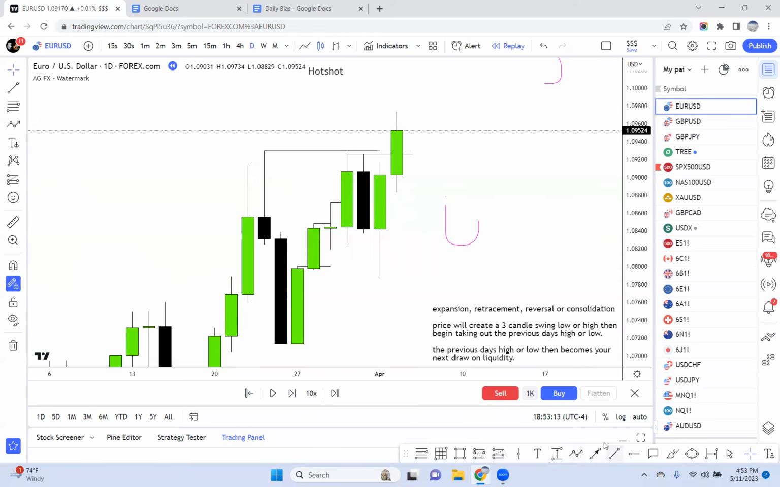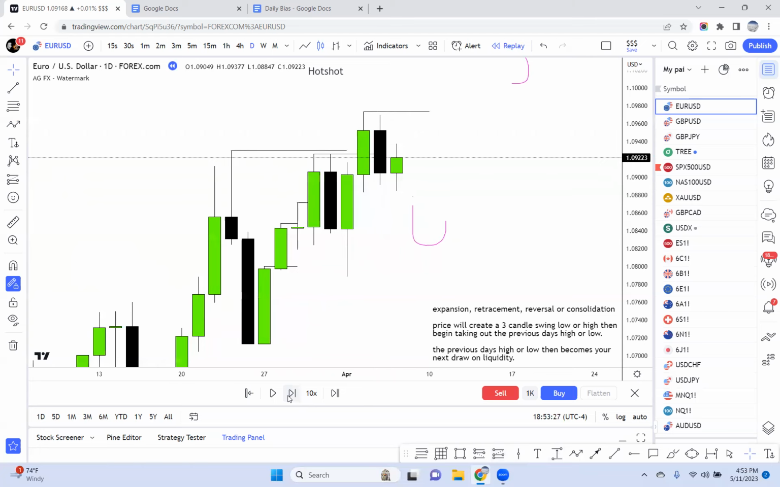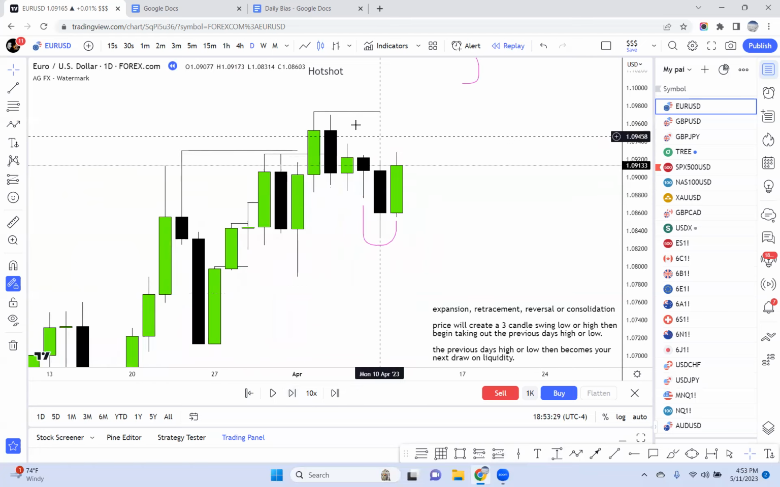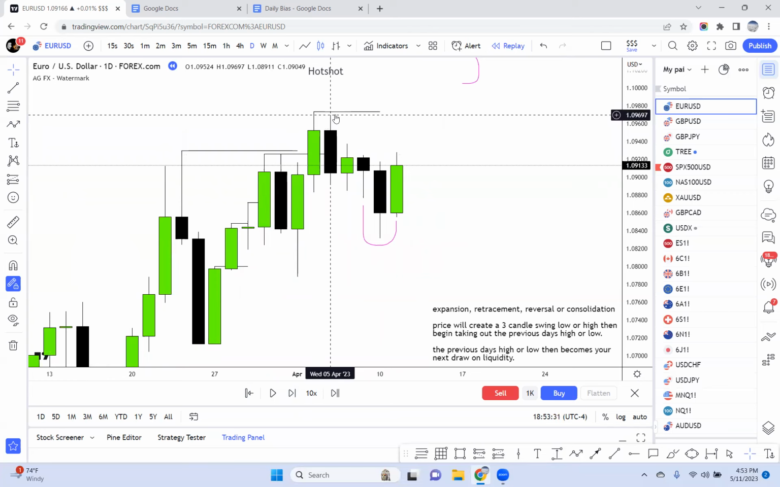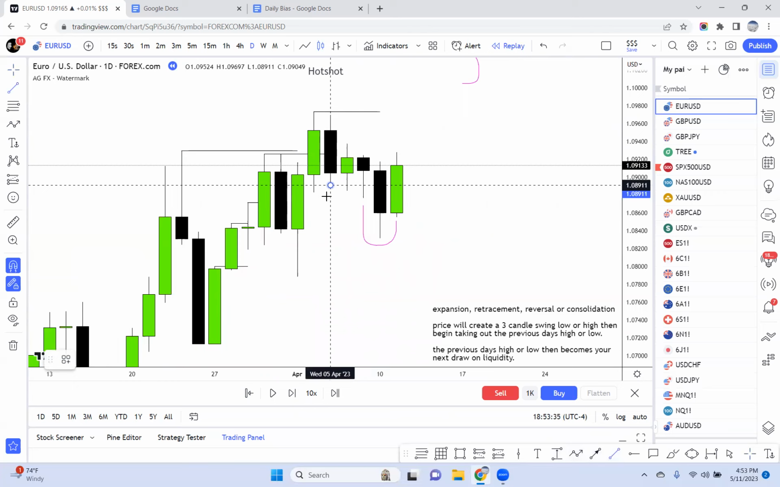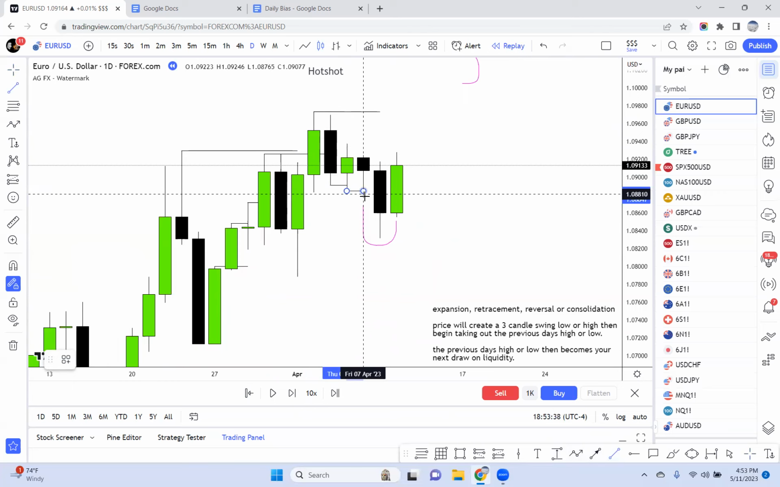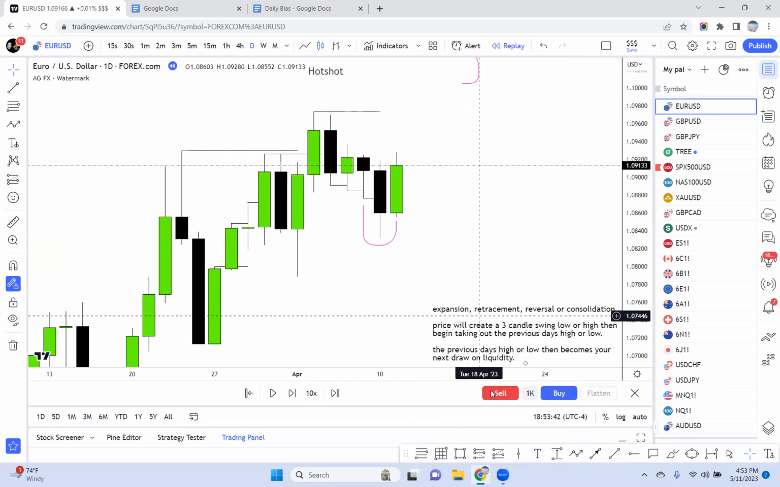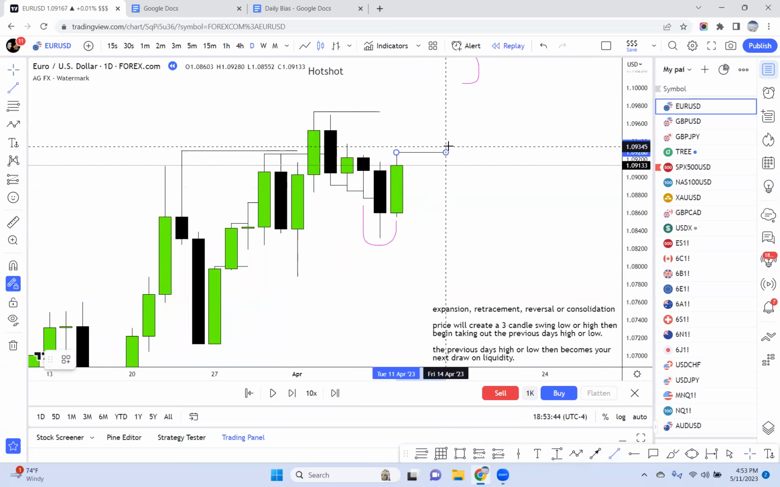And at that point, you can also anticipate maybe another takeout of the high until the three candle swing high closes, and then you can start anticipating price to take out the previous day's lows. Okay. So instead it made a three candle swing high here, and then we anticipated the lows to get taken out, like right here, and right here. Three candle swing low created now. Now we can anticipate the swing highs to get taken out here.